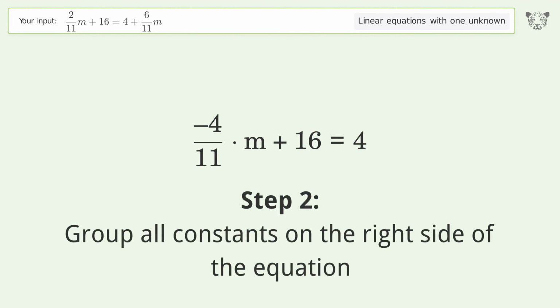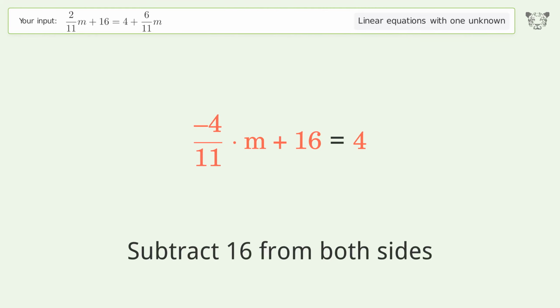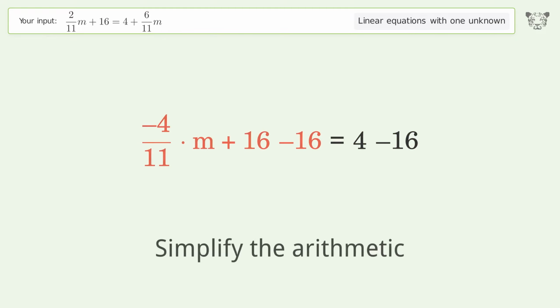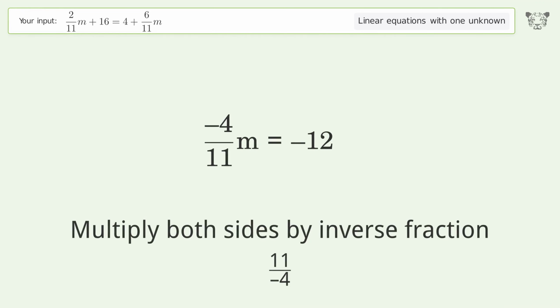Group all constants on the right side of the equation. Subtract 16 from both sides. Simplify the arithmetic. Isolate the m. Multiply both sides by inverse fraction 11 over -4.